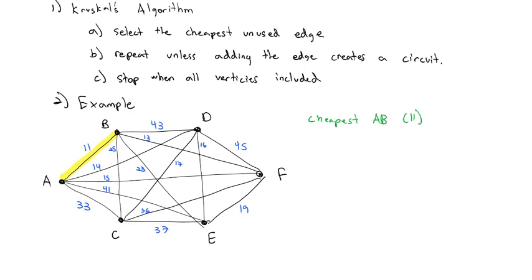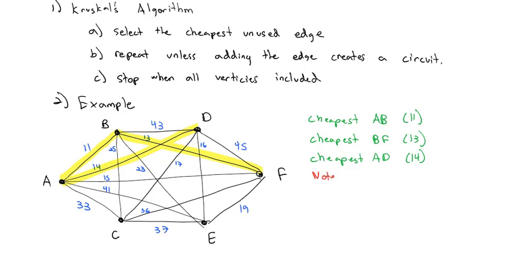Now I look at the remaining numbers, and the remaining smallest number looks like it's a 13, that B to F connection. So now the cheapest is BF. It's worth 13. Next cheapest, I see a 14 on there. The cheapest now is from A to D. That's worth 14.